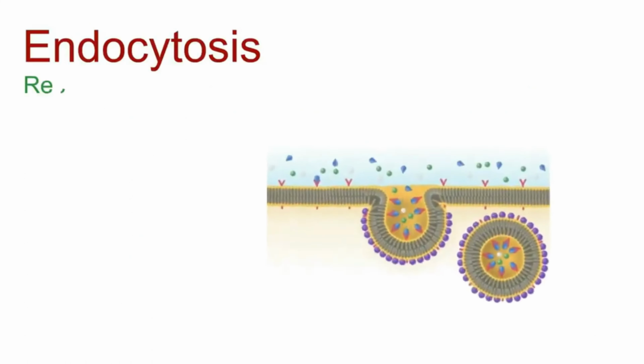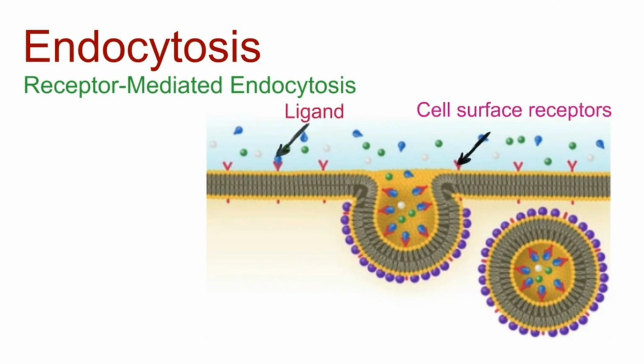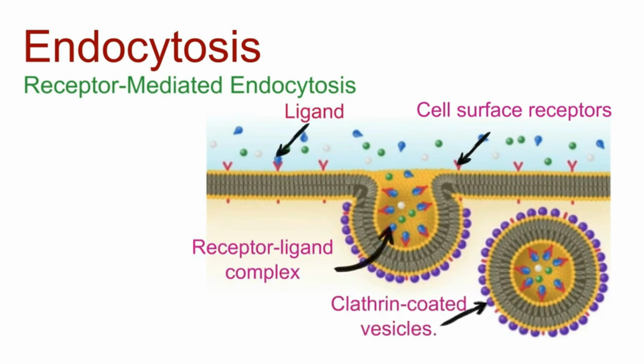Last one is receptor-mediated endocytosis. This process is highly specific. Cell surface receptors bind to specific molecules called ligands, and the receptor-ligand complex is internalized in clathrin-coated vesicles.